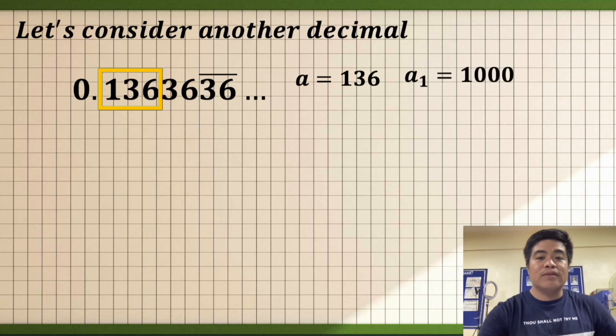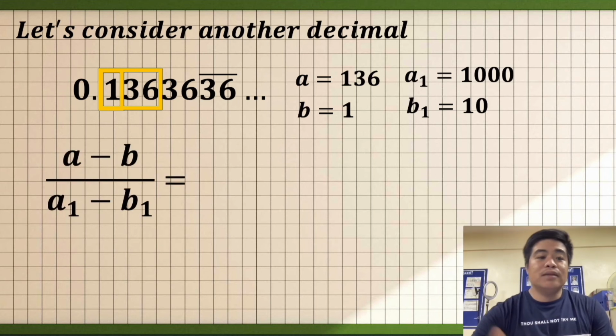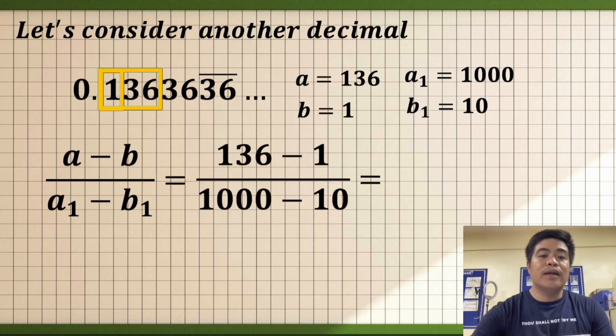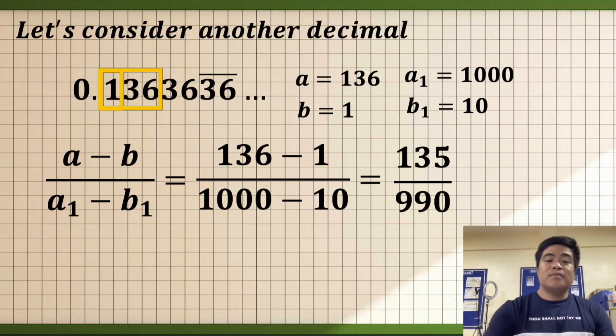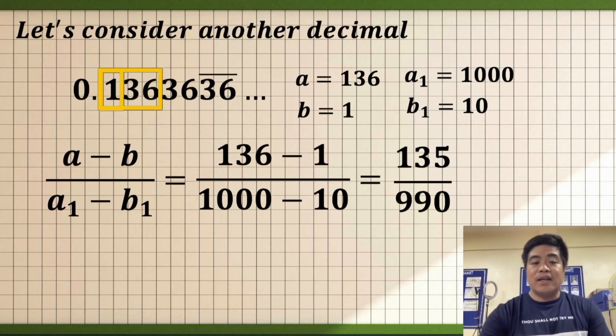So you have 1,000. How about the non-repeating? So the non-repeating natin hindi na 0, kundi 1. So 1 ang non-repeating natin. How about the place value of 1? Of course, 1/10, so reciprocal nun, it's 10. Substitute sa formula natin. So 136 minus 1 over 1,000 minus 10. 136 minus 1, that's 135, over 1,000 minus 10, that's 990.